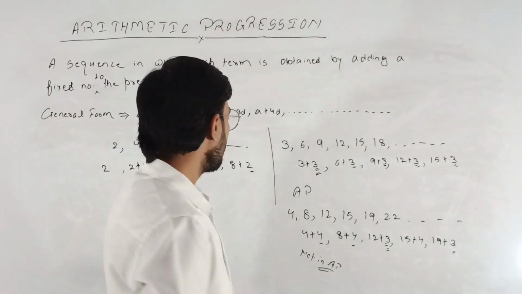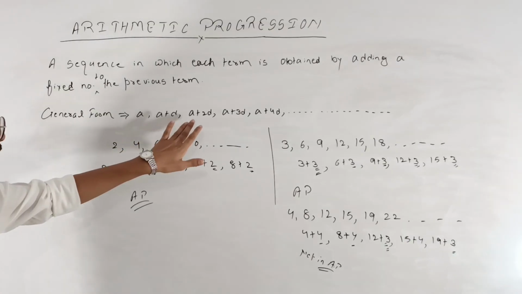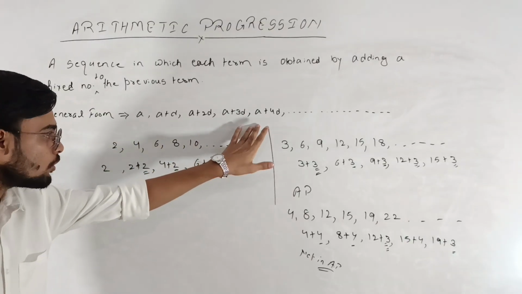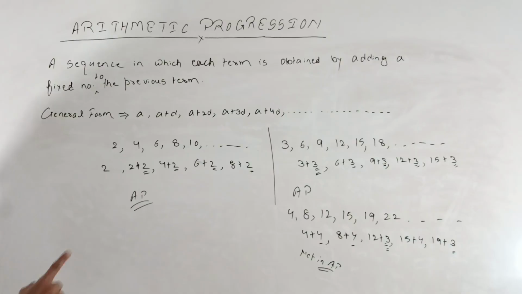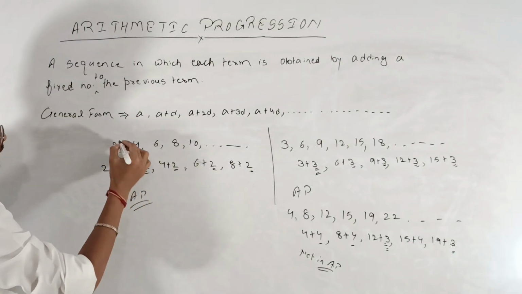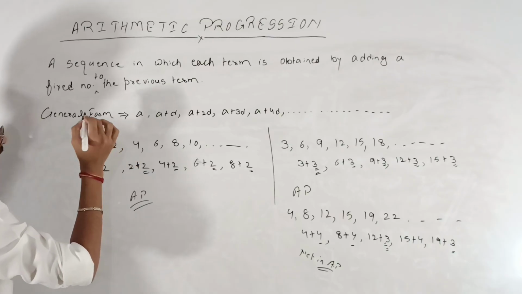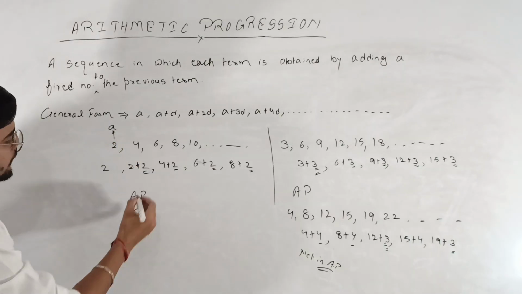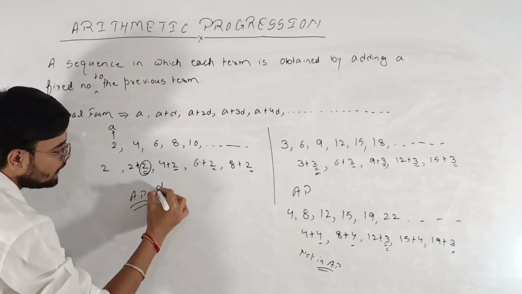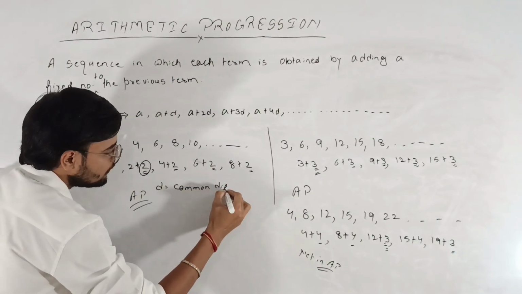Okay, got it? Now look, this is the general form. The general form of AP is A, A plus D, A plus 2D, A plus 3D, A plus 4D, and so on. Now look, A means the first term. A is the first term. Now look at this AP: the first term is 2, so I denote this 2 by A. Okay. Now what is D? D is this 2. D means common difference. D is equal to the common difference.